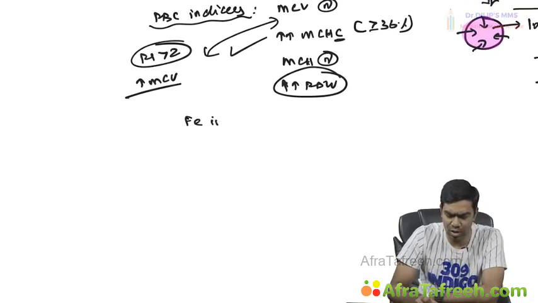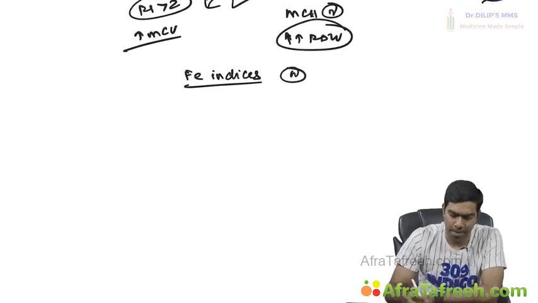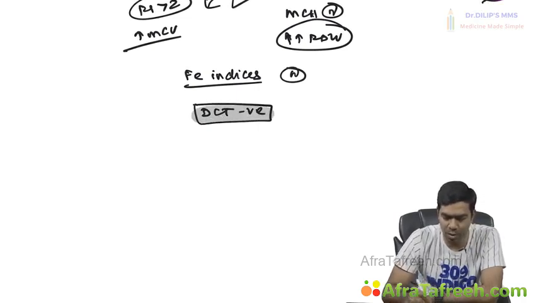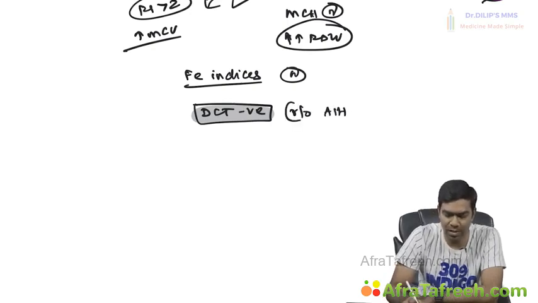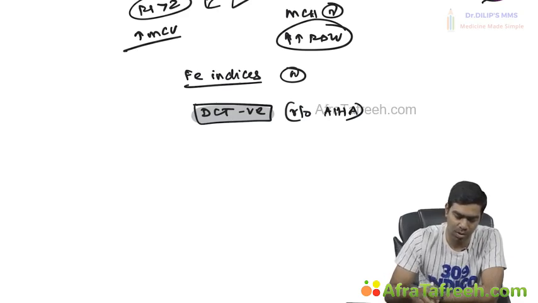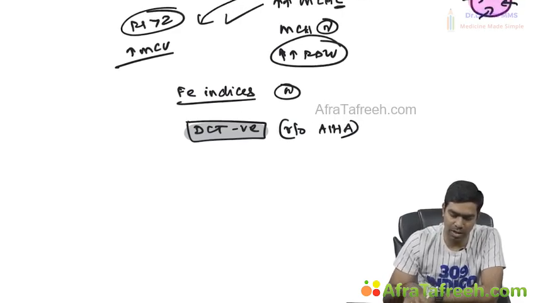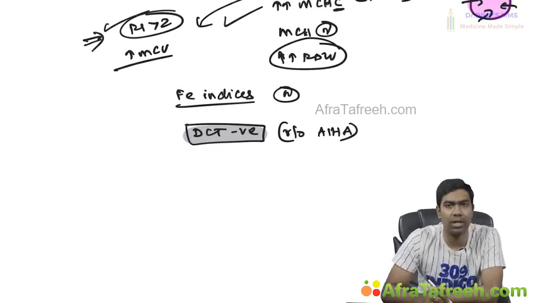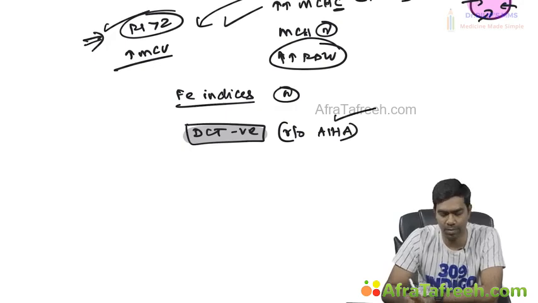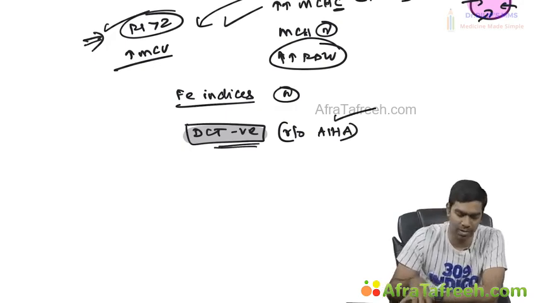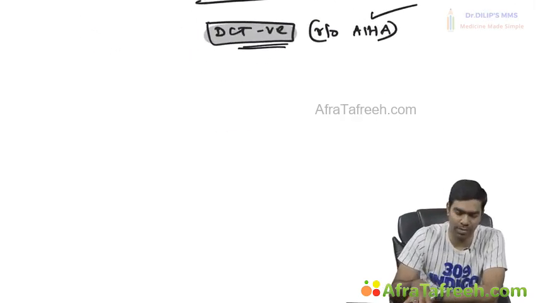Obviously, iron indices need not be discussed. Iron indices will be completely normal, there is no doubt about that. And DCT negative. So direct Coombs test will be negative. This is a very important clue in the exam as well, because it rules out autoimmune hemolytic anemia. Whenever you think about hemolytic anemia, that means the reticulocyte index is more than 2, the most important thing to rule out is autoimmune hemolytic anemia. How will you rule it out? By doing a DCT. Simple, DCT is negative. It rules out autoimmune hemolytic anemia, which is a very important differential diagnosis for any hemolytic anemia.